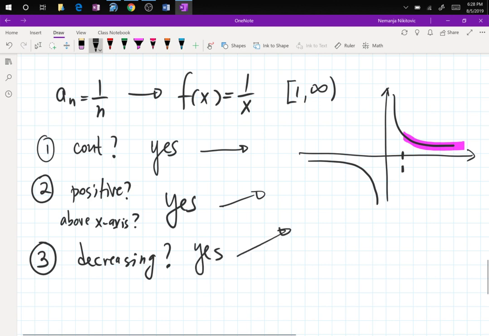And I keep pointing to the graph because this is a joke of a graph that you can draw. You all know it. So all of these are yes by simply looking at the graph. Now, can you actually solve these? Well, sure you can.